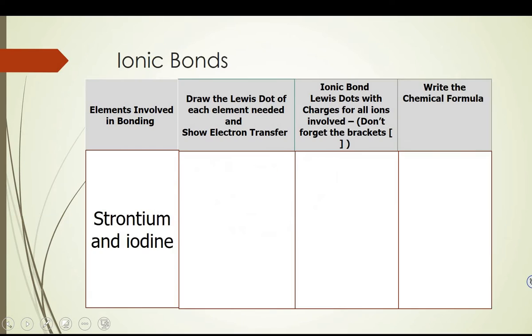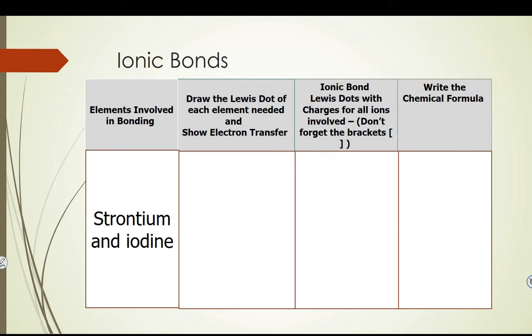Okay, so first thing we're going to look at is drawing the bonds. If you want to make yourself a little table like this, we're going to do several and you can just add down on the bottom. This was the written part. You need to be able to draw the Lewis dot.